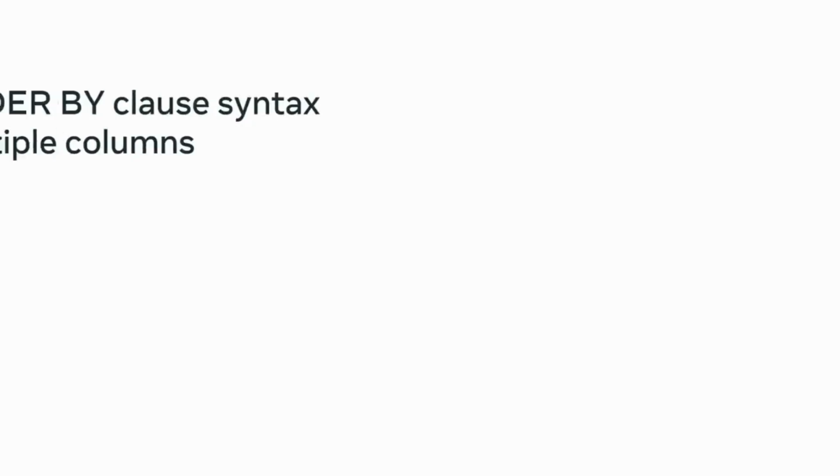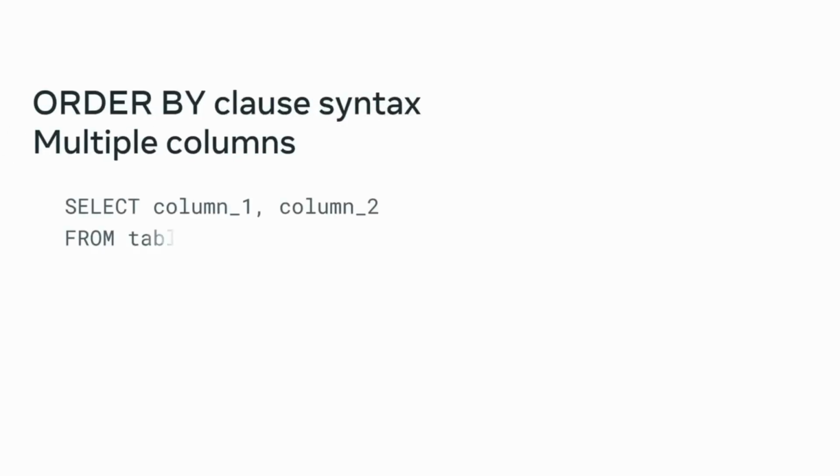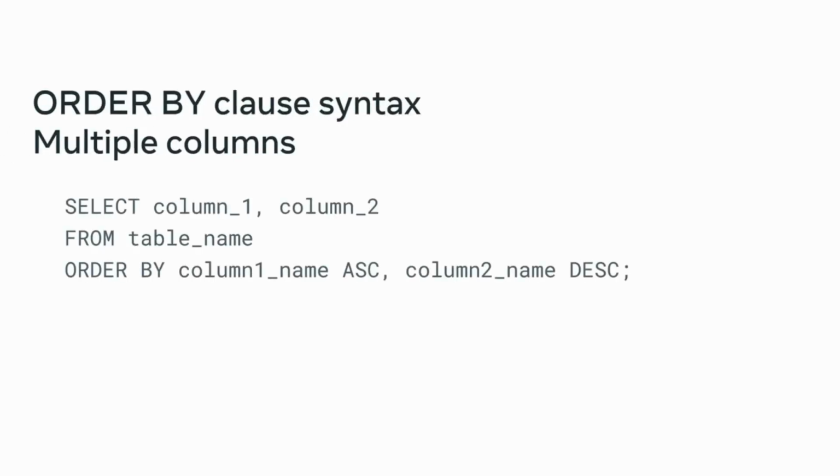But the order by clause doesn't limit you to just the one column. You can also use this syntax to order the data from multiple columns. The syntax for sorting multiple columns is very similar to that used for a single column. The key difference for multiple columns is that you must type the name of each column after the order by clause. Just make sure that you separate each column with a comma, and specify whether you want to sort the columns in ascending or descending order.